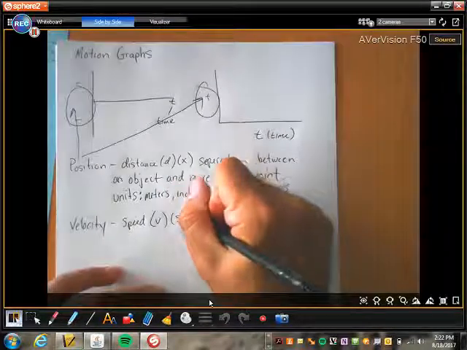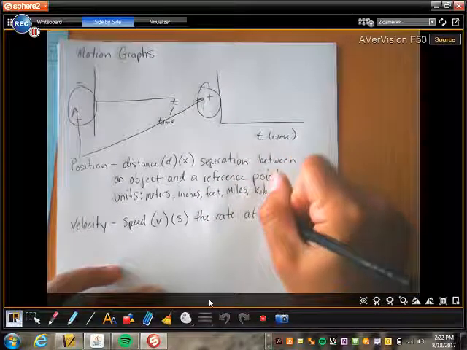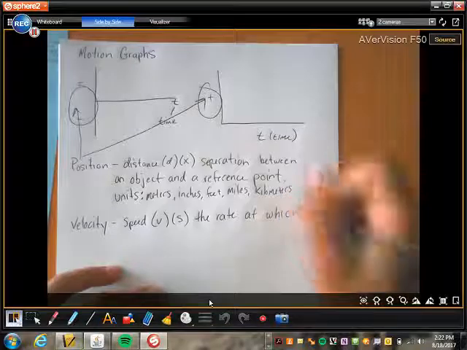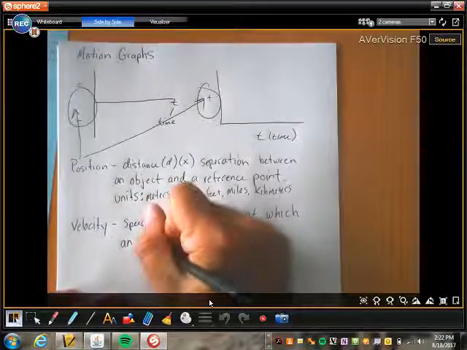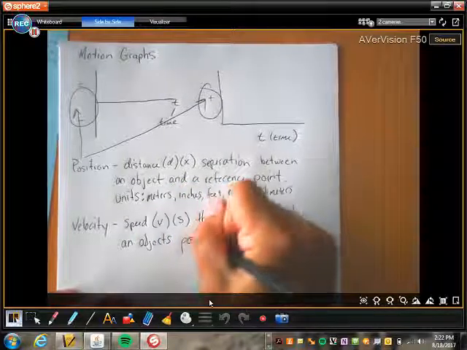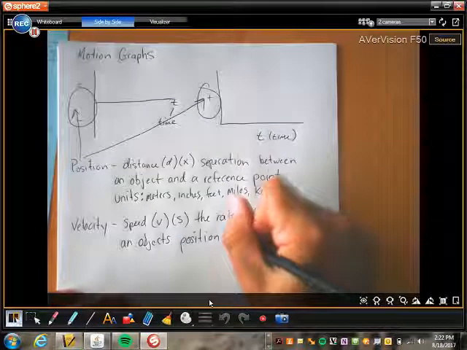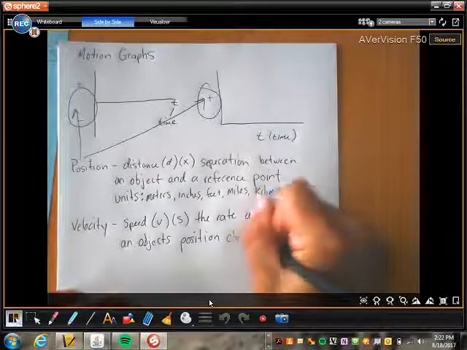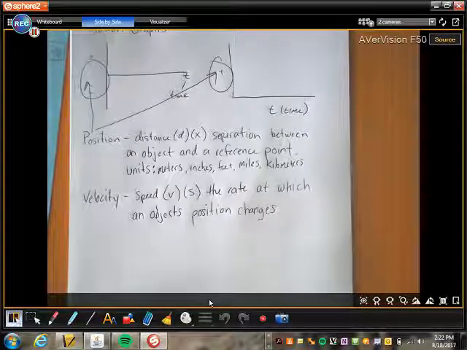So this is the rate at which an object's position changes, right? The rate at which an object's position changes.